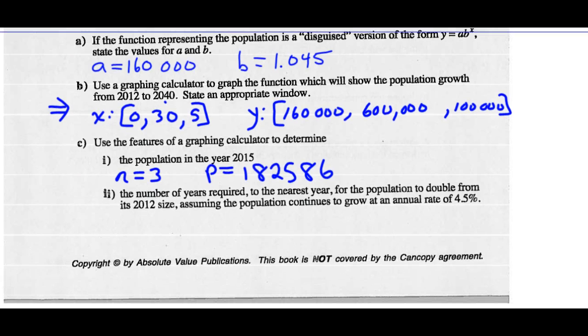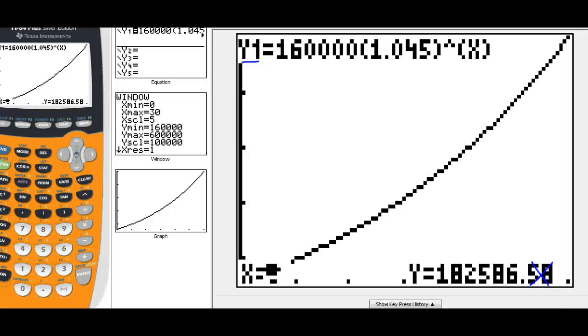Part 2, the number of years required, to the nearest year, for the population to double from its 2012 size, assuming that the growth rate continues to stay at that 4.5% annual rate. So now, in y1 we've got our original function. In y2, I want to put my population that's doubling. So start at 160,000, double is 320,000.